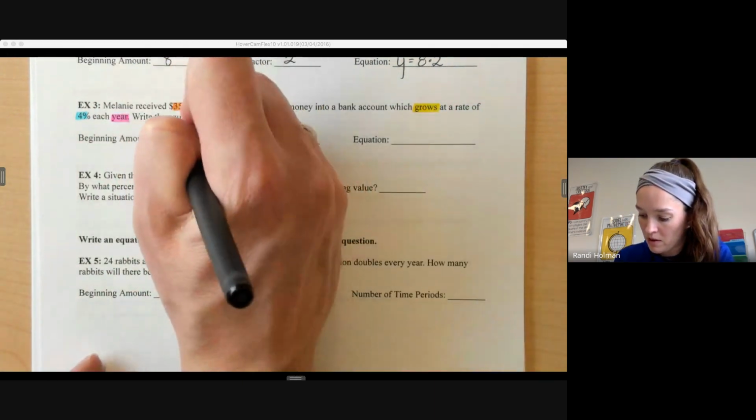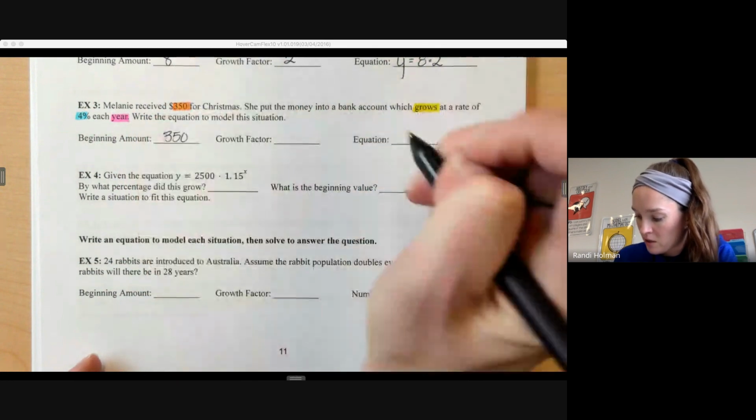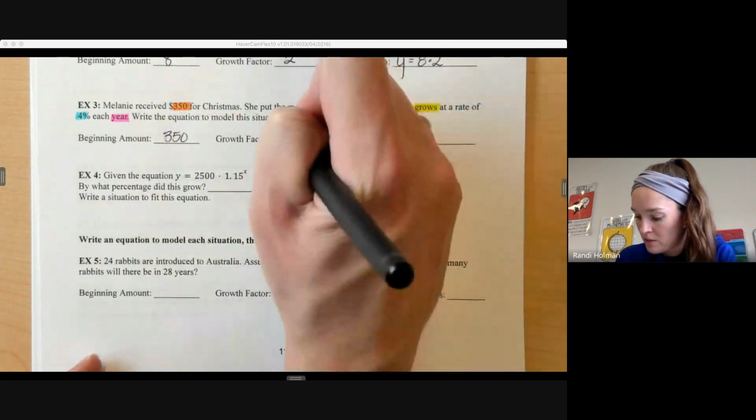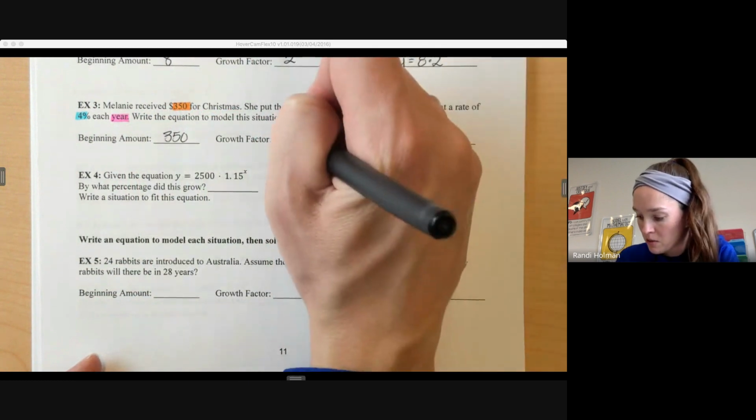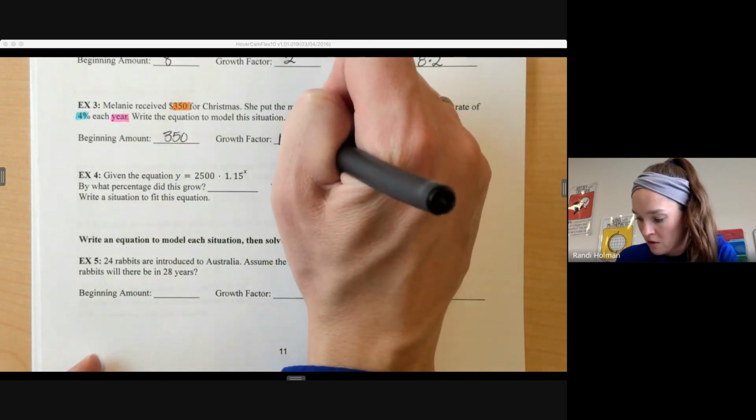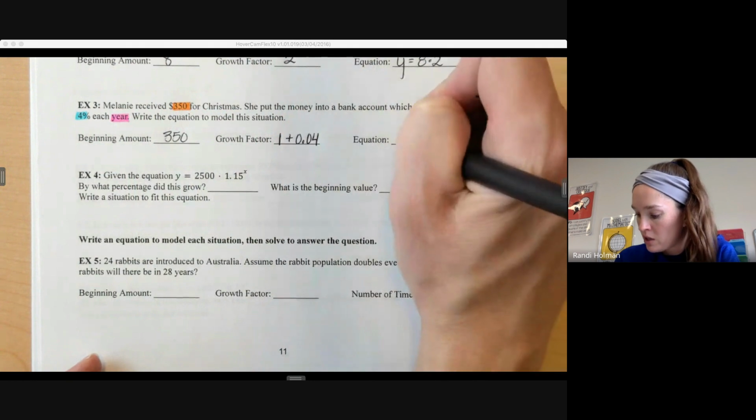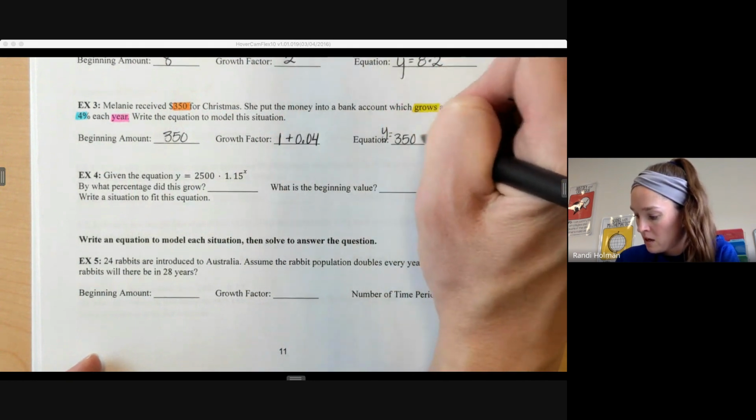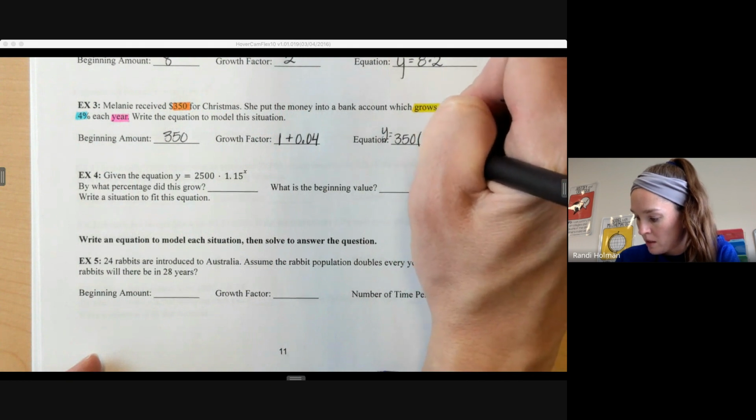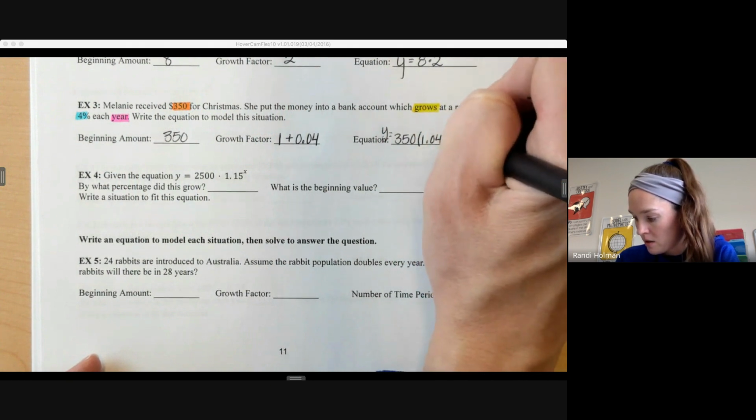So we're starting with 350. For growth factor, we get to keep all of that 350 plus an additional 4%. Careful changing your percents to decimals. 4% is 0.04. So our equation here is y equals 350 times 1.04 to the x.